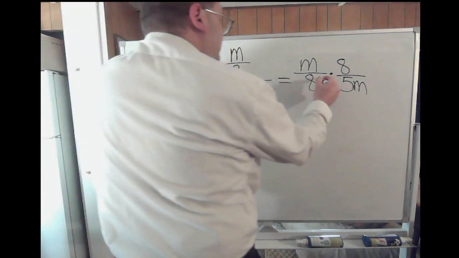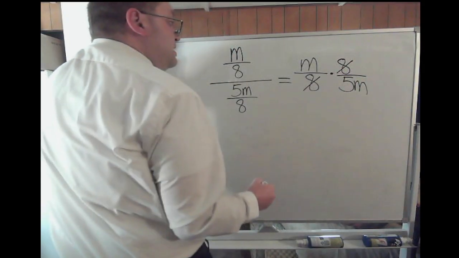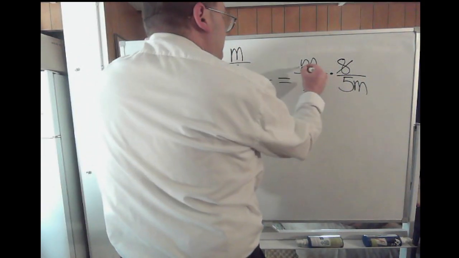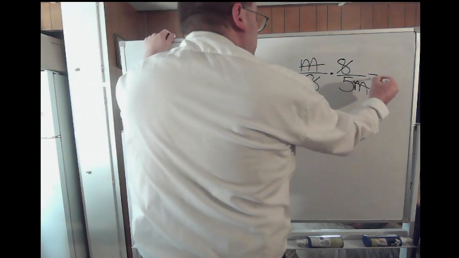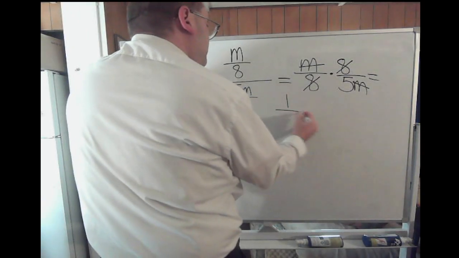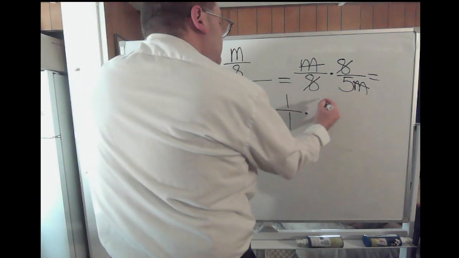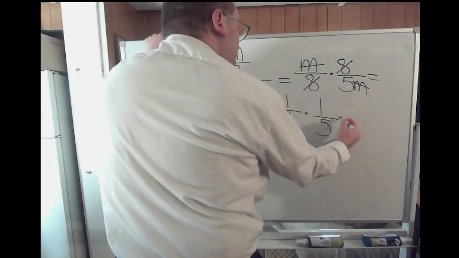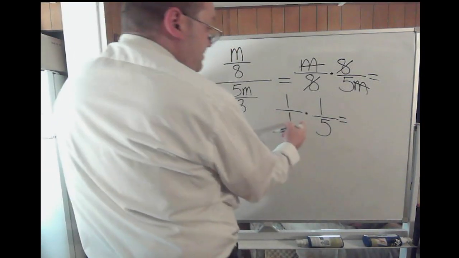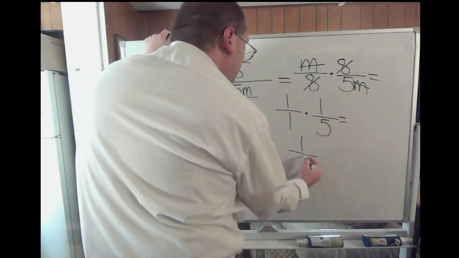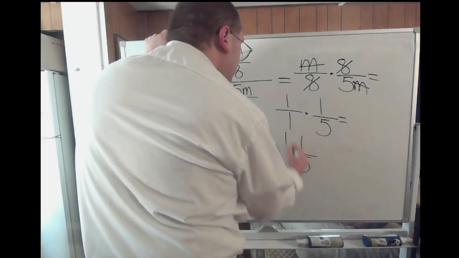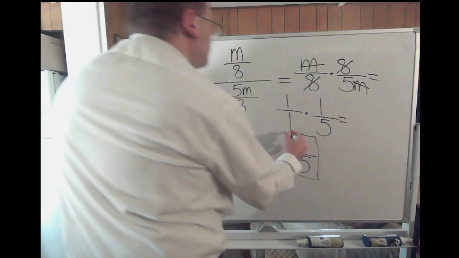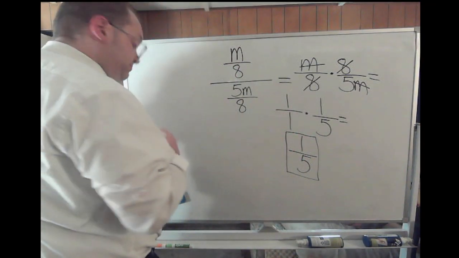Well, it's clear the 8's cancel out. And then between m and 5m, the m's cancel out. So what you should get is 1 over 1 times 1 over 5, which would reduce to 1/5. So the answer you should get for this would end up being 1/5.